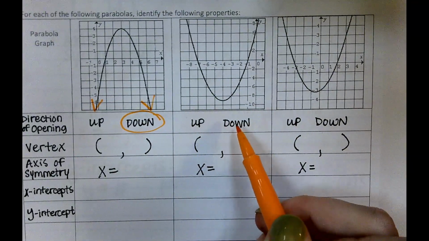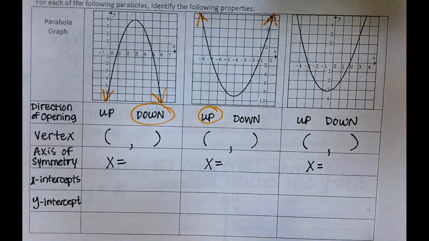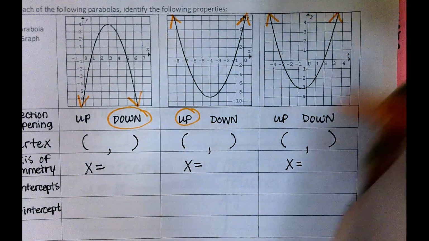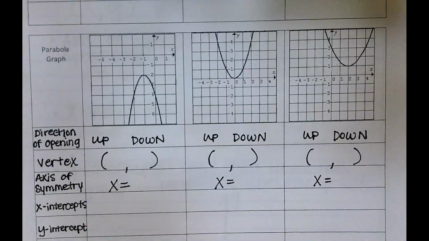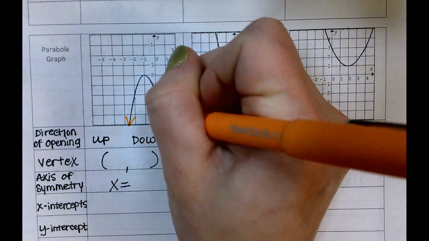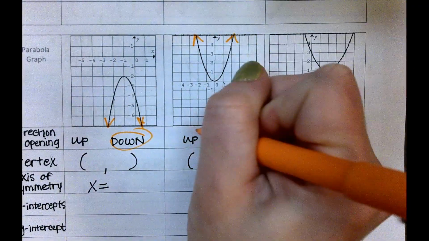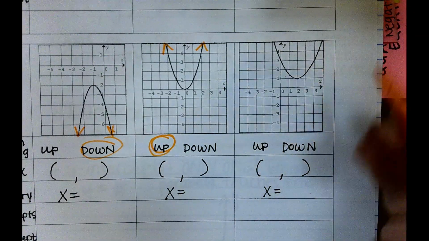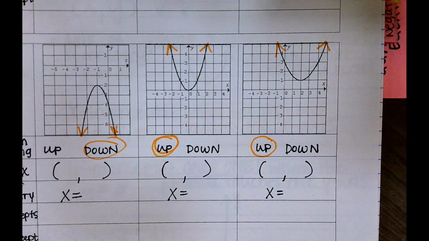How about the next one? Up or down? Up. Good. The next one? Up. Up again. Moving down to the bottom row. Up or down? Down. Good. Next one. Up. Good. Up, up, up. And last but not least. Up. Good. That one's up. Okay. That part's not so bad.